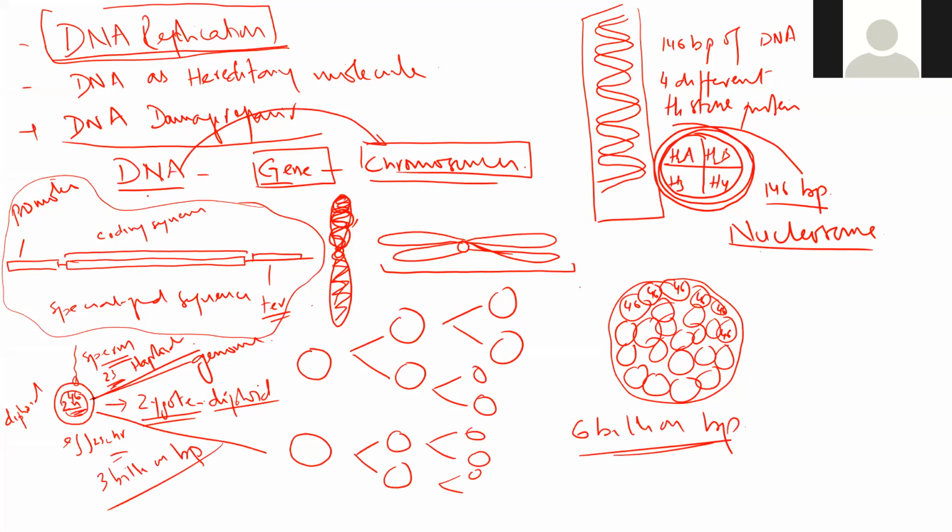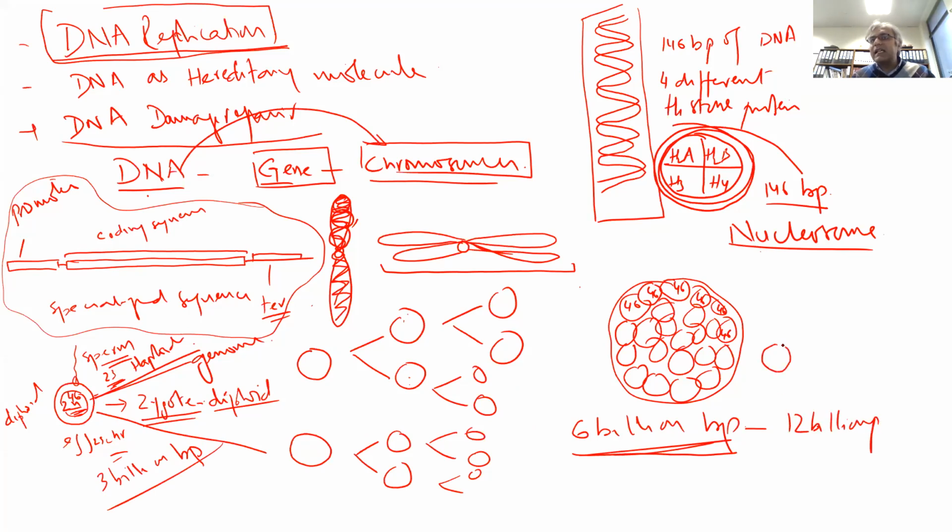When we say a single cell goes to two cells, it means all these 6 billion base pairs need to replicate. We need to have 12 billion base pairs before a single cell will pass on 6 billion to each, which means 46 chromosomes to each cell after mitosis. Did I answer your question?